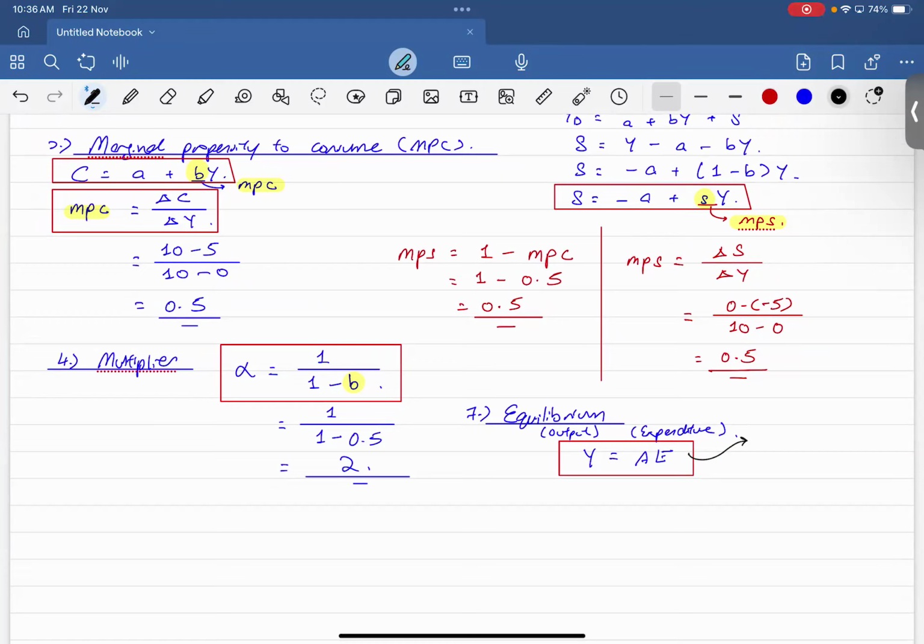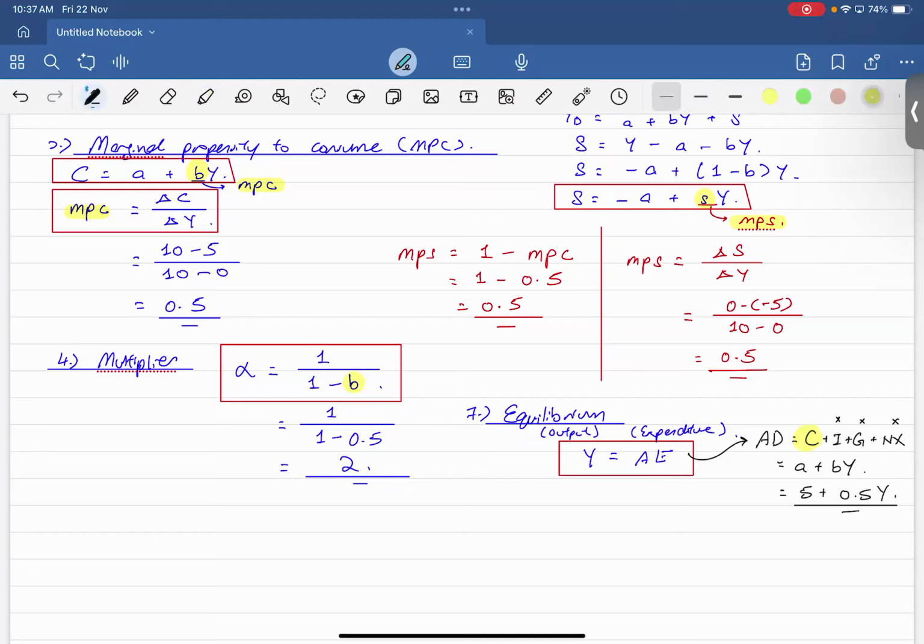Correct, aggregate demand components. So when you look into AE, that means you look into the aggregate demand components, which are consumption, investment, government spending, and net exports. But in this question, we don't have government spending, net exports, or investment. We only have consumption. So we can put in our consumption function, which is A plus BY. A is 5, B is 0.5, and Y is income. That's your aggregate demand function for this one because it only has consumption.